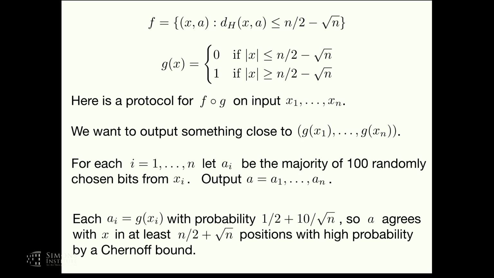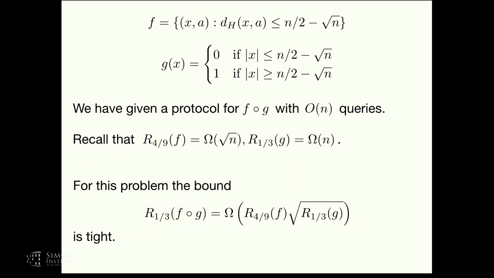So how many queries did we make? Well, we just made order n many queries. We made like 100 queries into each xi, so order n many queries. On the other hand, the complexity of the outer relation f is root n. The complexity of g is n. So the naive composition would give you n to the 3 halves.